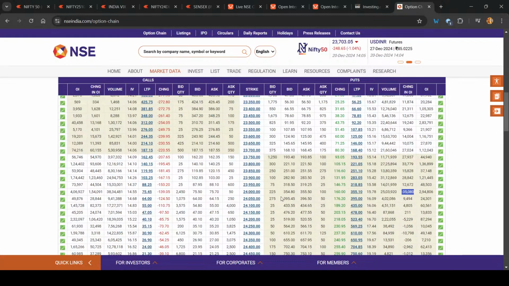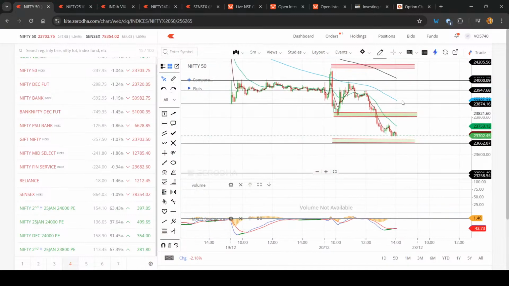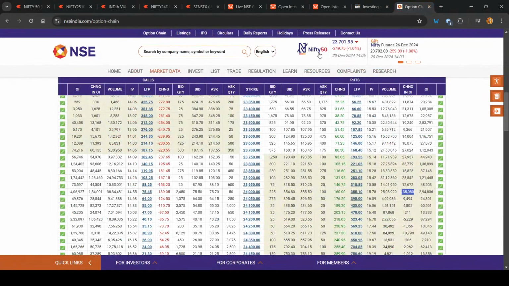Real panic will come now, since its LTP is 355, real panic will come below 24,700, 700 or 650, the DMA. Let's see, because the large amount of put writing is at this level only.